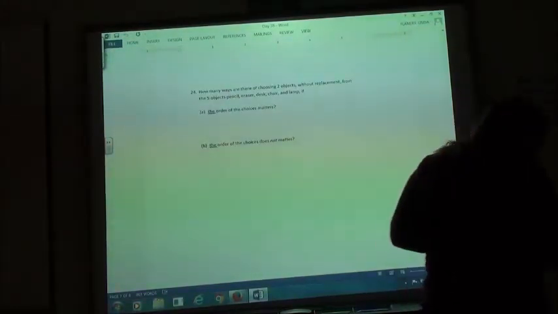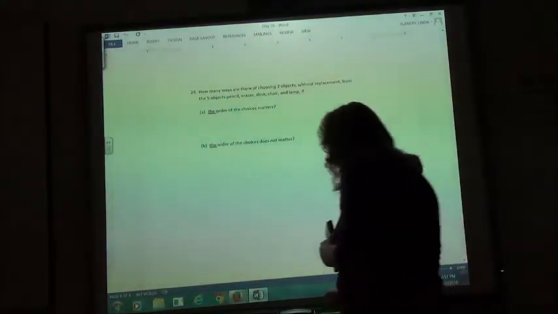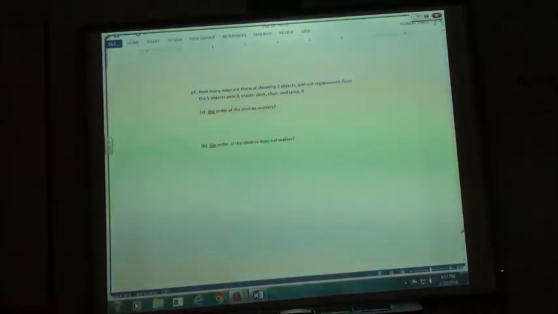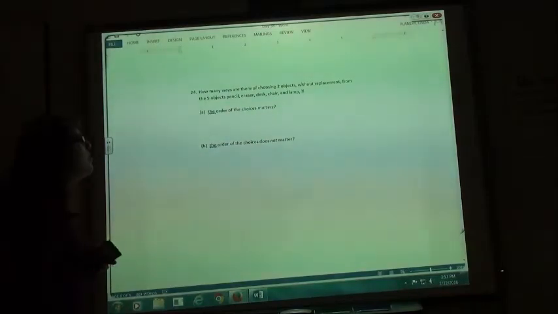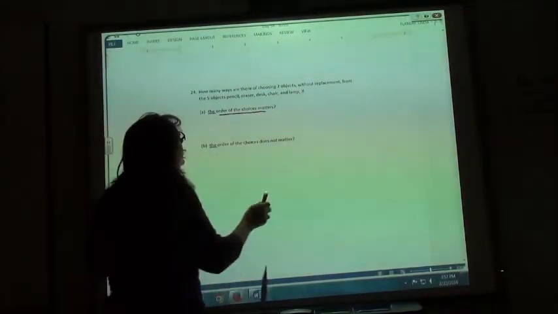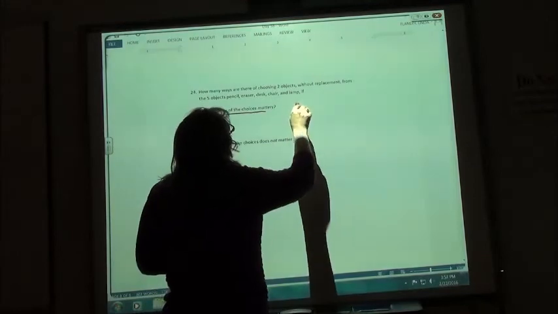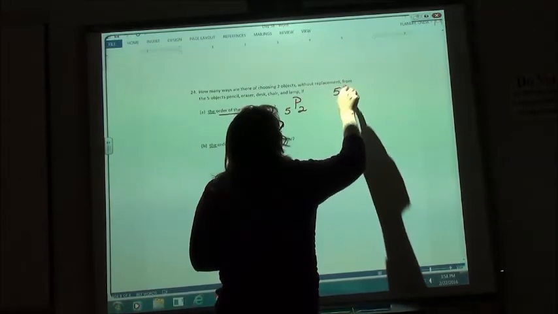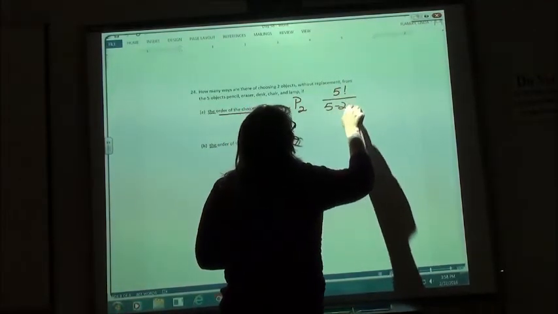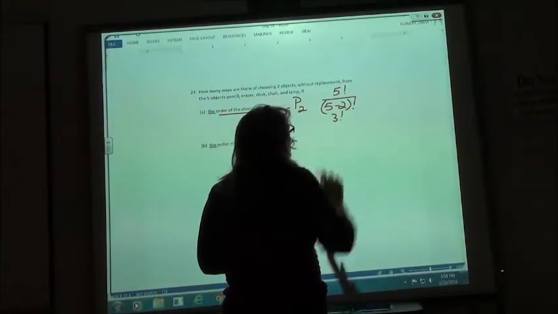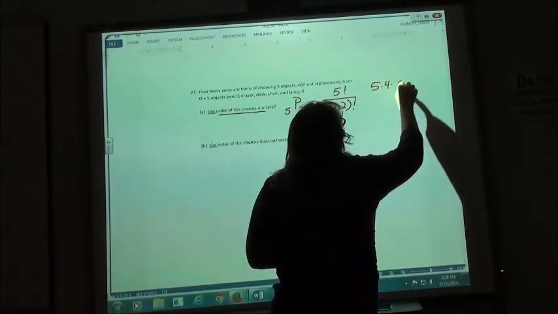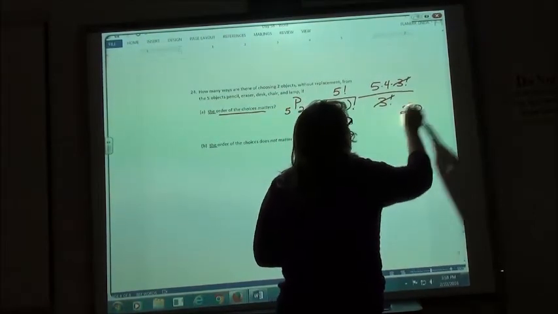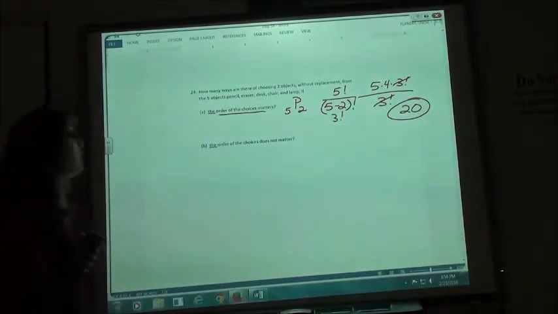One last one on here. It says how many ways if they are choosing 2 objects without replacement from the 5 objects, pencil, eraser, desk, chair, and lamp, if the order matters. So if the order matters, I'm going to do a permutation of 5 objects taken 2 at a time. 5 factorial over 5 minus 2 factorial, which is 3 factorial. So 5 times 4 times 3 factorial over 3 factorial. 5 times 4 is 20. I have 20 different permutations.